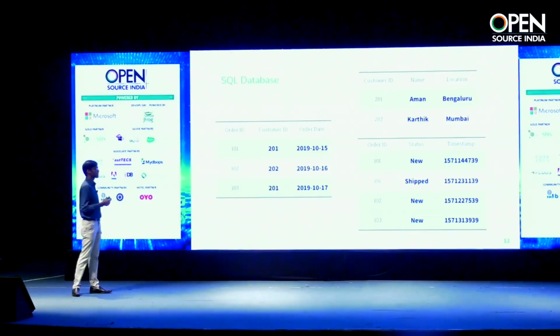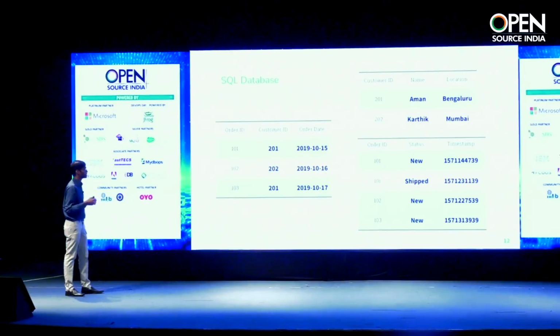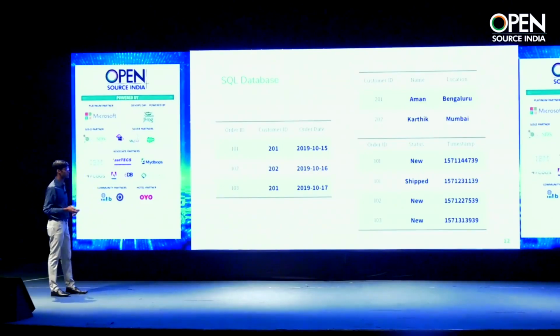At the same time, if I want to understand the relationship between these data sets, I need to compute joins, and joins are expensive to compute. So this is not a perfect fit for these kinds of use cases.